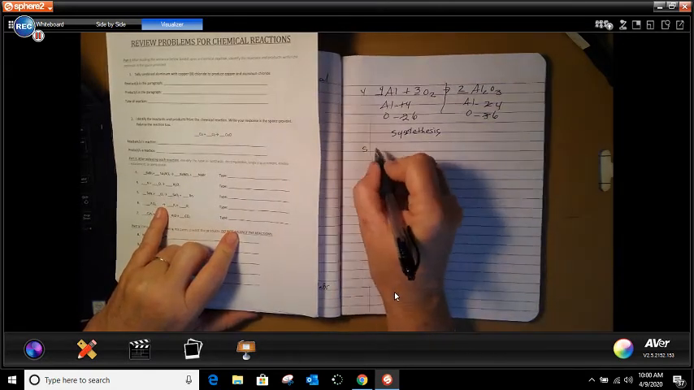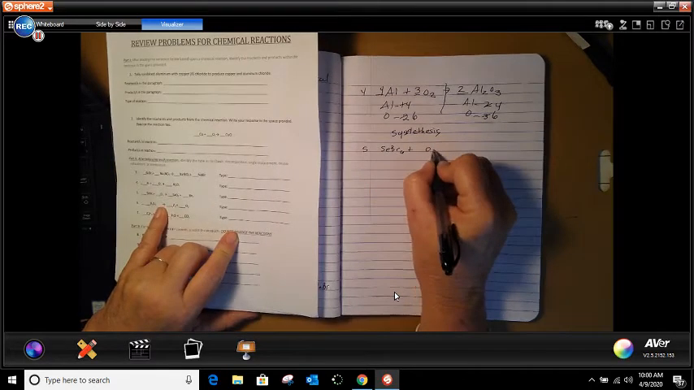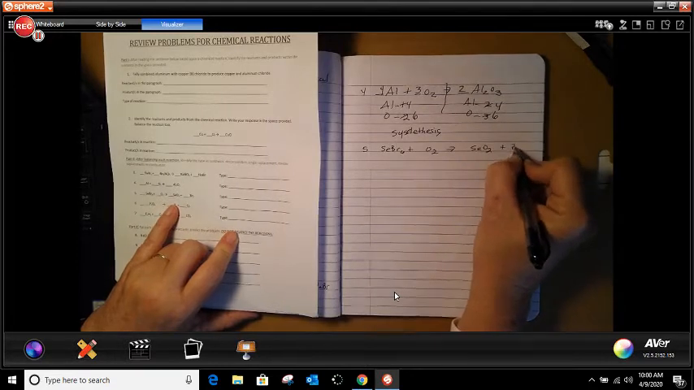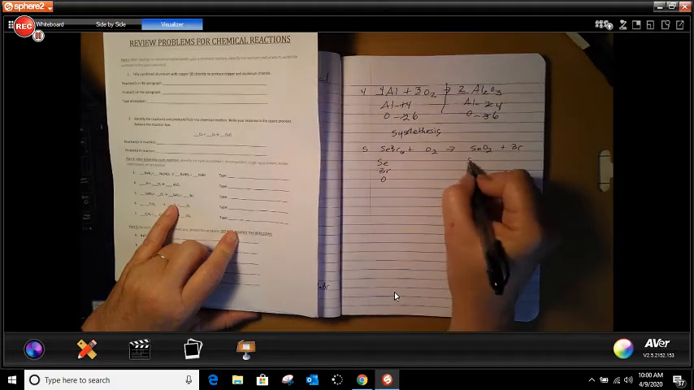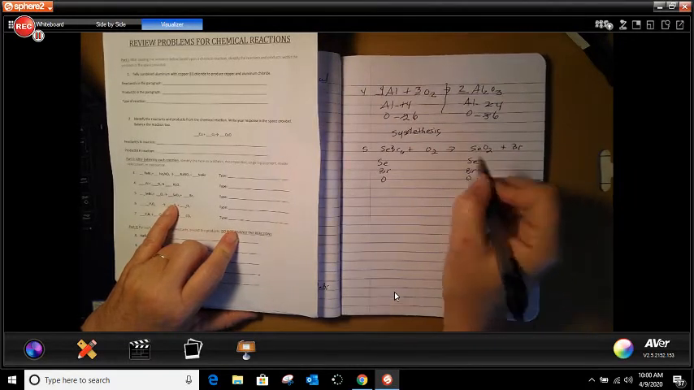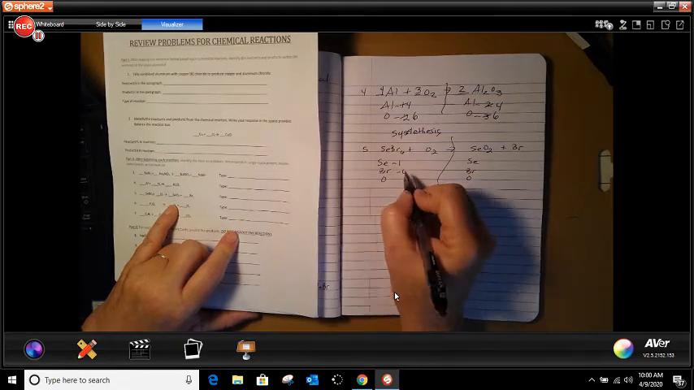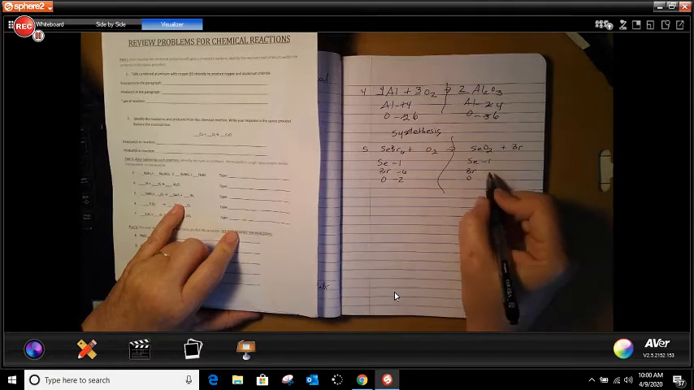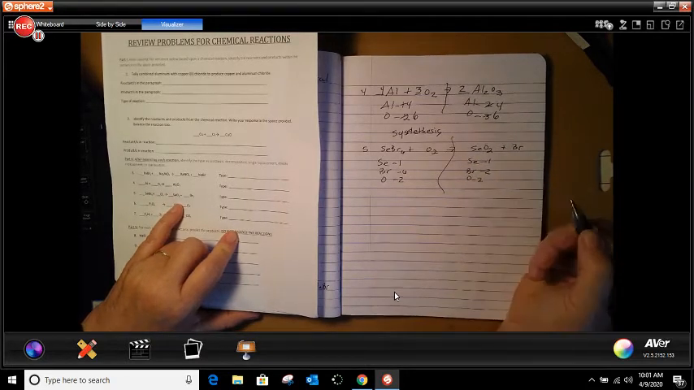Number 5 is SeBr6 plus O2 yields SeO2 plus Br. So SeBr and O. Se I have 1, Br I have 6, and O I have 2. On the product side, Se I have 1, Br I have 2, and O I have 2.